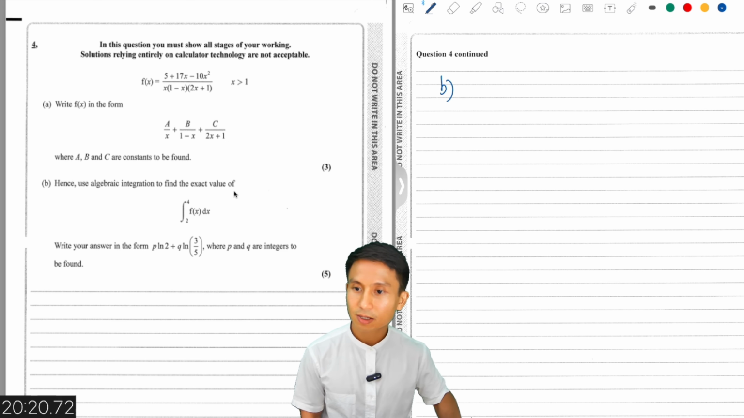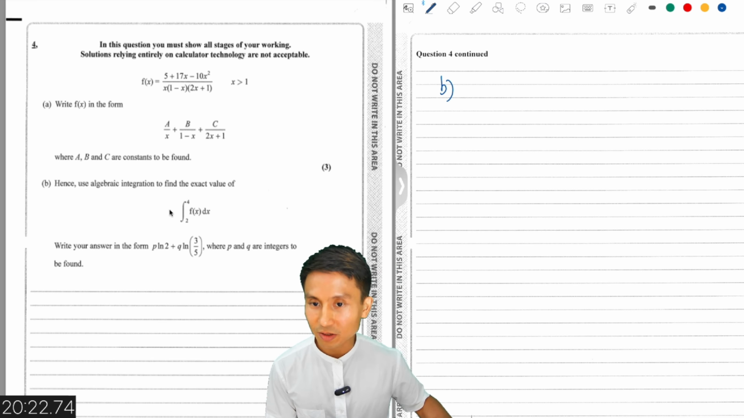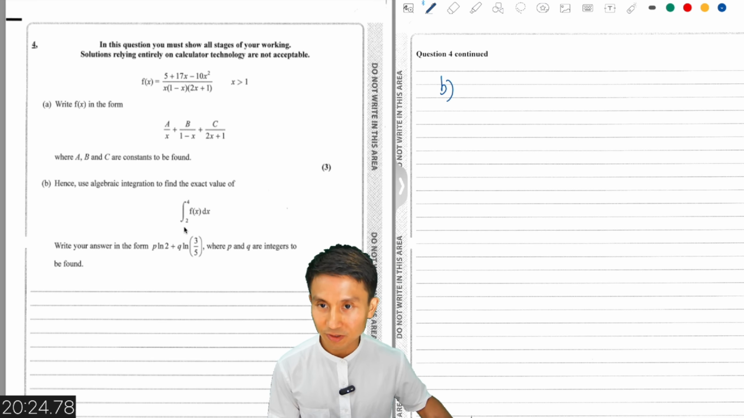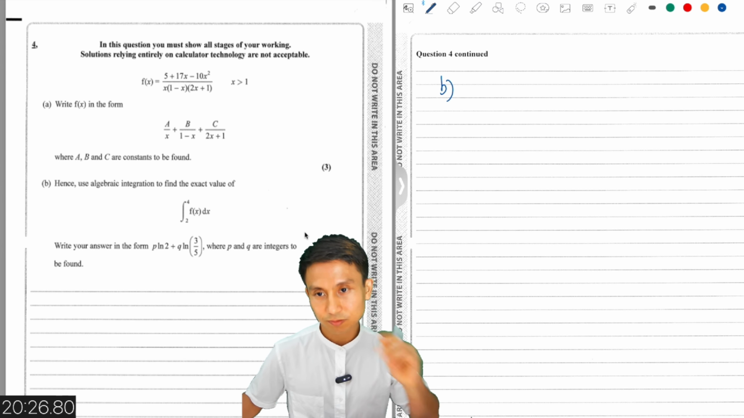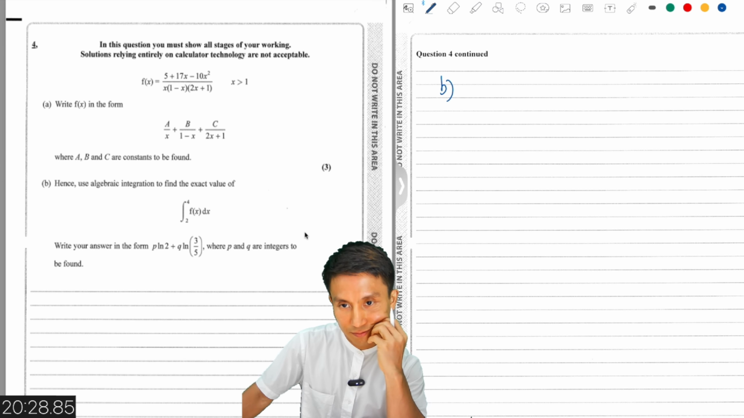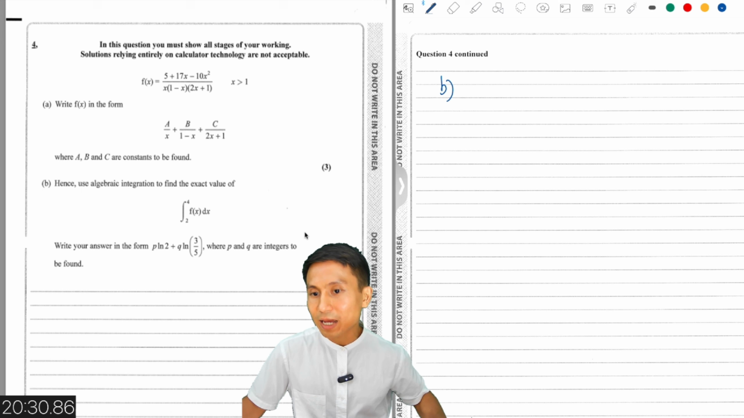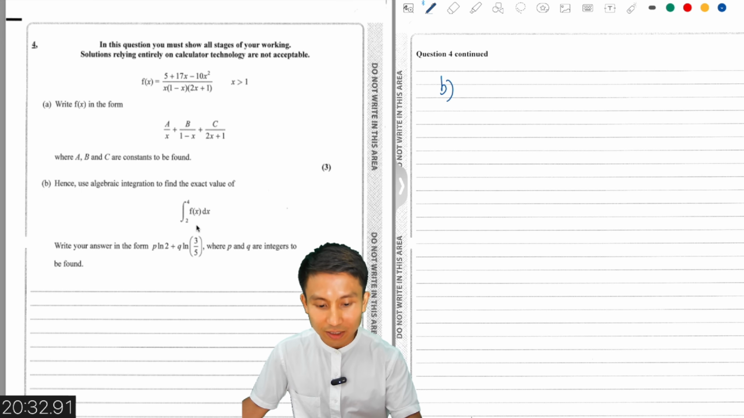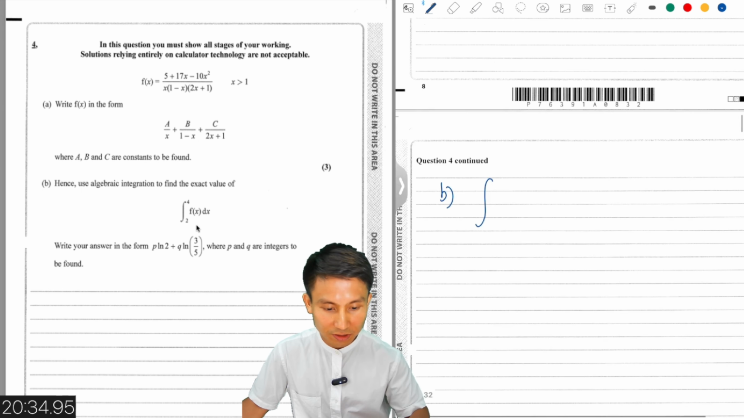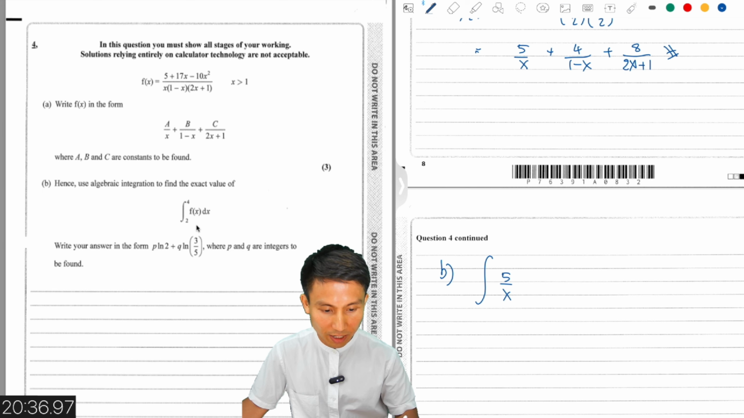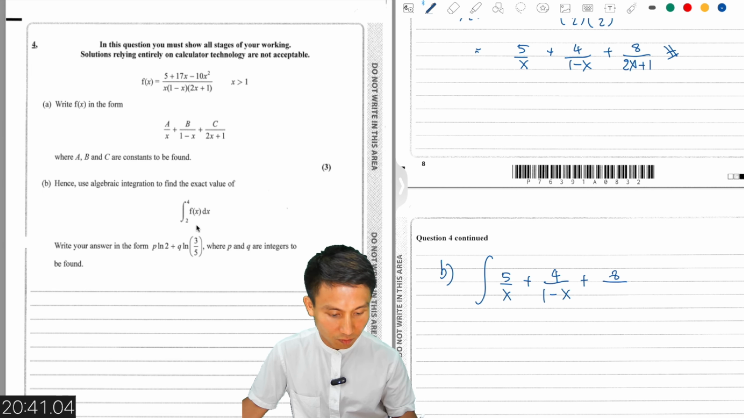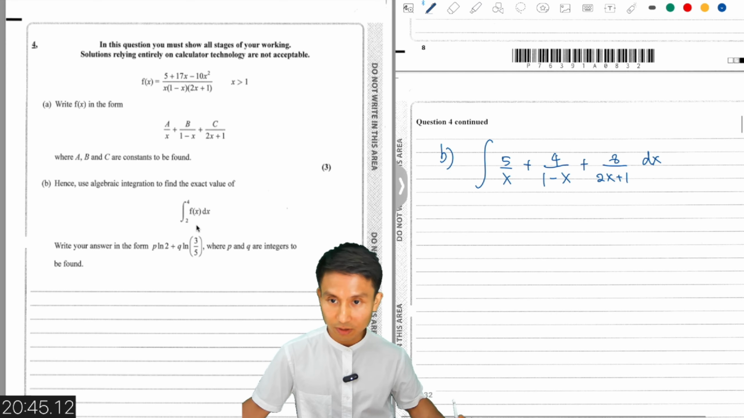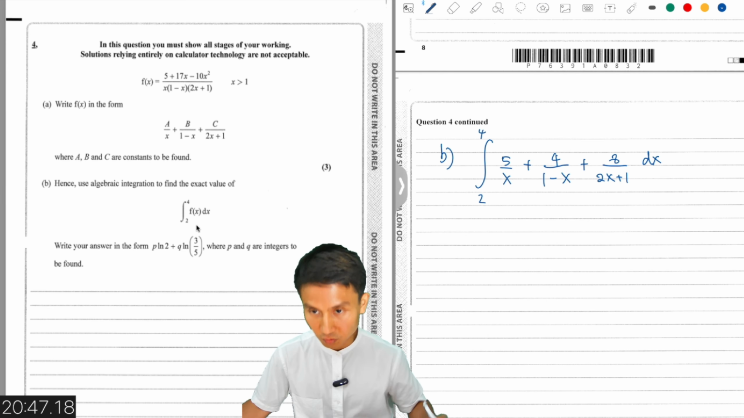Part B. Hence, use algebraic integration to find the exact value of this. Looking at the bounds here, we're going to integrate the whole thing, which is 5 over x plus 4 over 1 minus x plus 8 over 2x plus 1. So we're going to integrate the whole lot of that from 2 to 4.